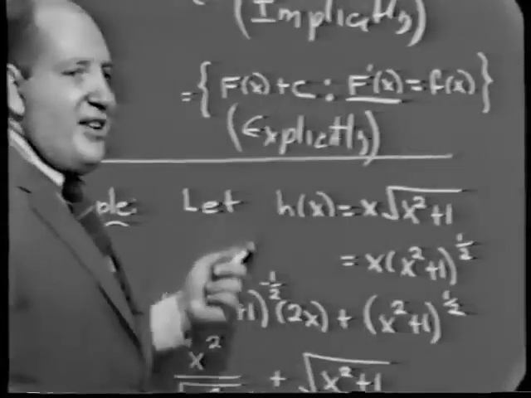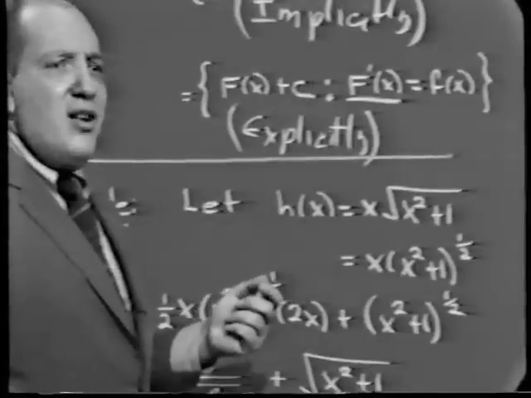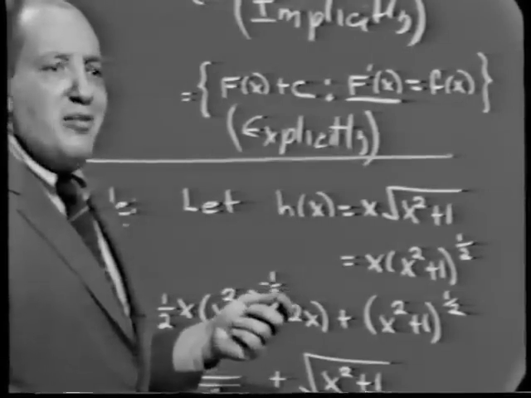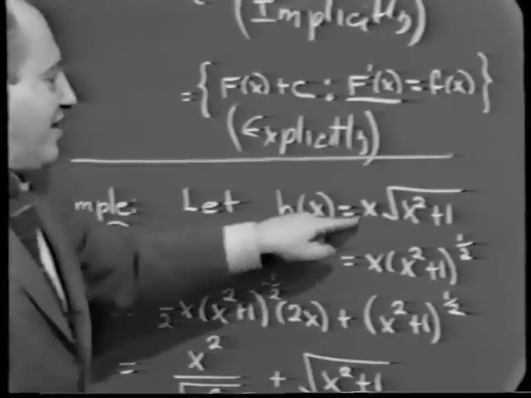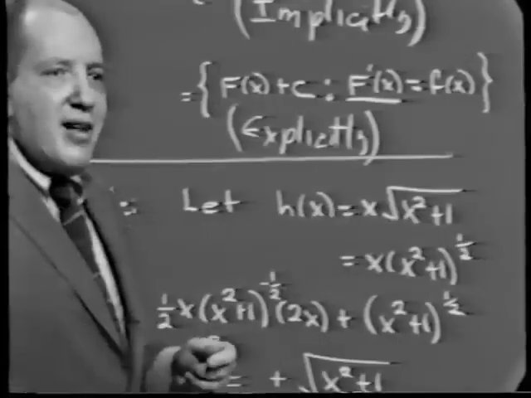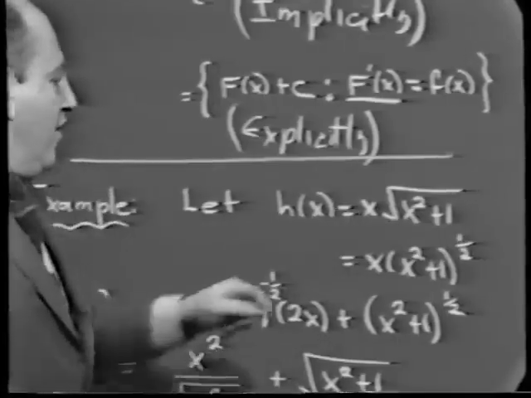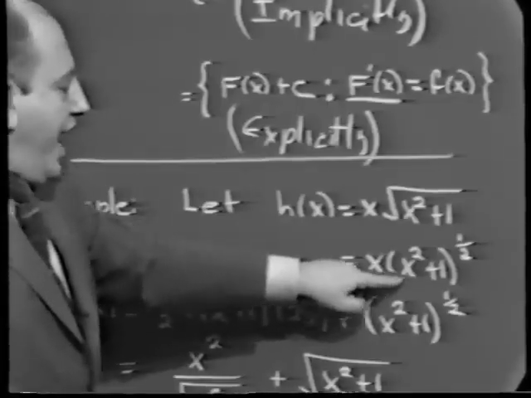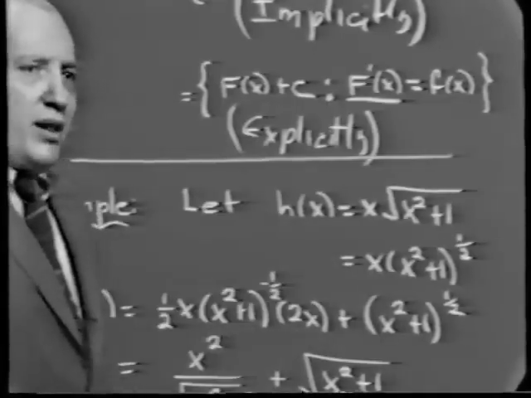But this is, again, a very nice teacher's trick. You start with the problem. To get the right answer, you start with the answer and then work to the problem. I'll start with the function h of x equals x times the square root of x squared plus 1. Or, written more conveniently in exponential notation, x times (x squared plus 1) to the 1/2.